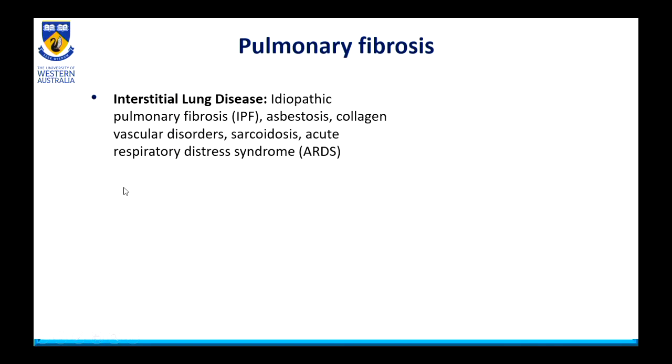So pulmonary fibrosis, as I said, there's a whole range of different diseases, interstitial lung diseases. This is in the interstitium, okay, in the linings of each of the alveoli sac. Idiopathic pulmonary fibrosis is probably the most well known of them. Asbestosis, caused by asbestos, collagen vascular disorders, sarcoid, acute respiratory distress syndrome. ARDS is a really interesting one.